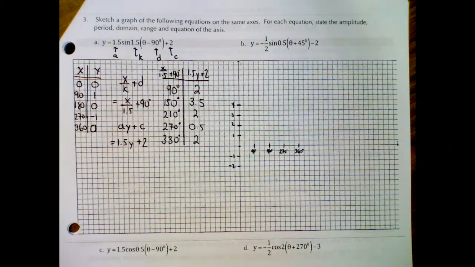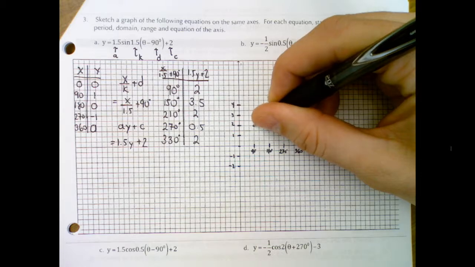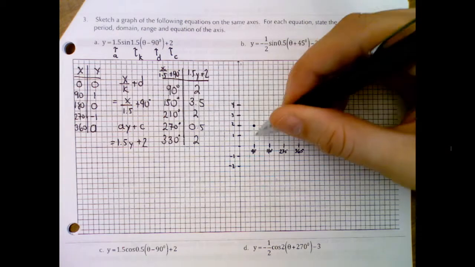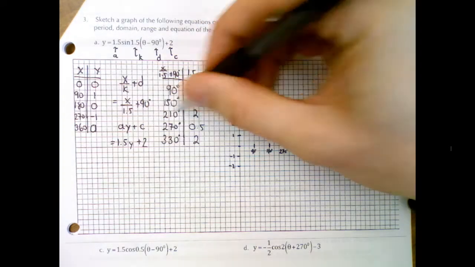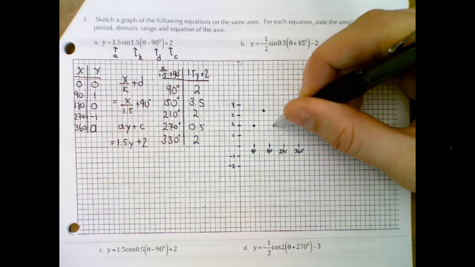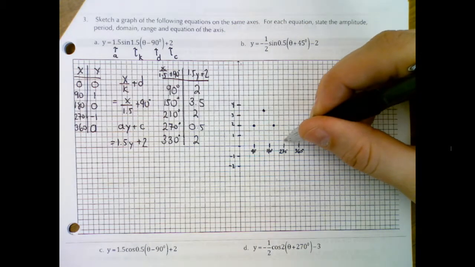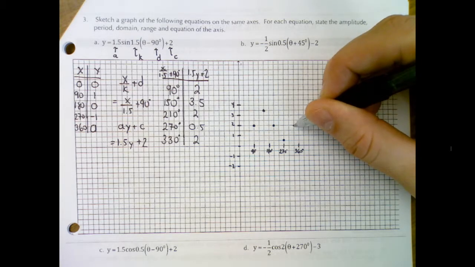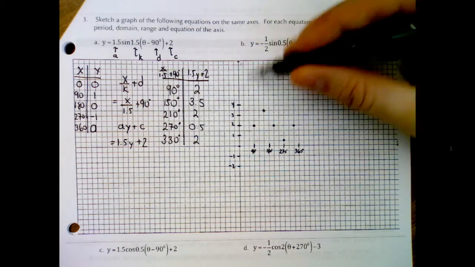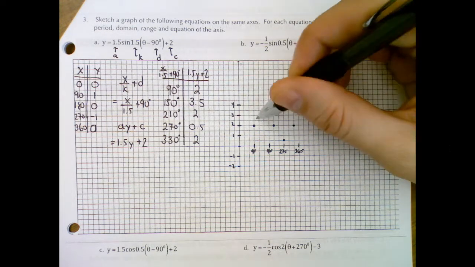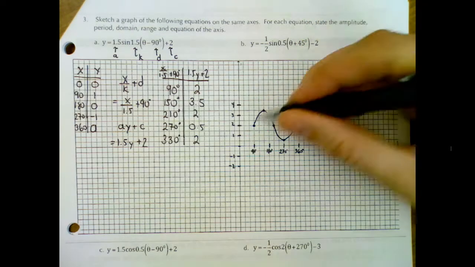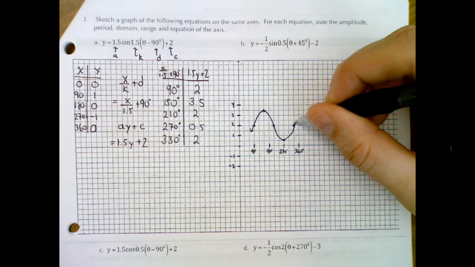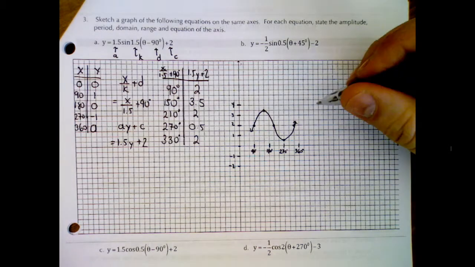And then we just plot our points. 90 and 2 is a point. 150 and 3.5, so that would be 120, 150, 3.5. 210 and 2. 270 and 0.5. And 330 and 2 again. And there we have our points. And then keep in mind the shape. It's not straight lines connecting these dots, it's a curve. So we go up, down, and back up. And this graph continues, so we're going to put arrows extending past the points. And there is our graph of A. I'm not going to write the equation.